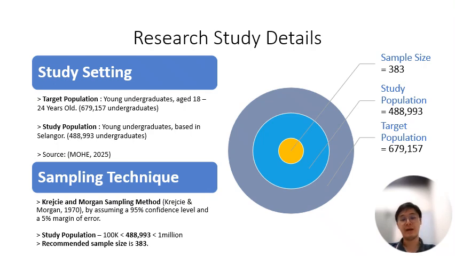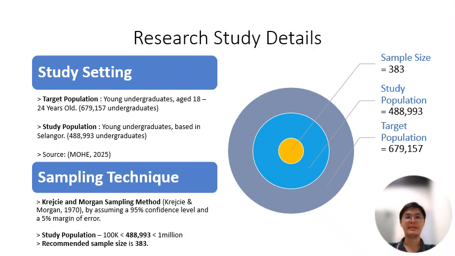We have a base amount of 679K, sorry, my apologies. The target population that we have in Malaysia is 679K. These are the young undergraduates that we have in Malaysia, and the study population is those based in Selangor, so there are 488,000 of them.